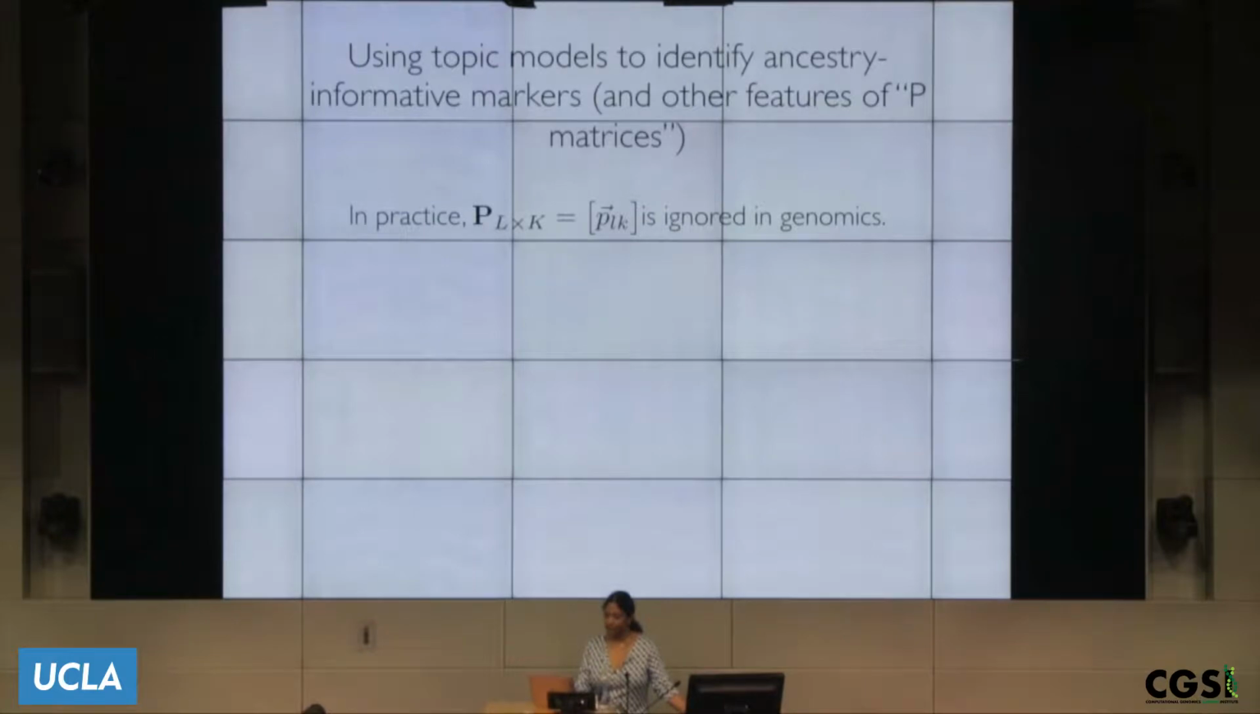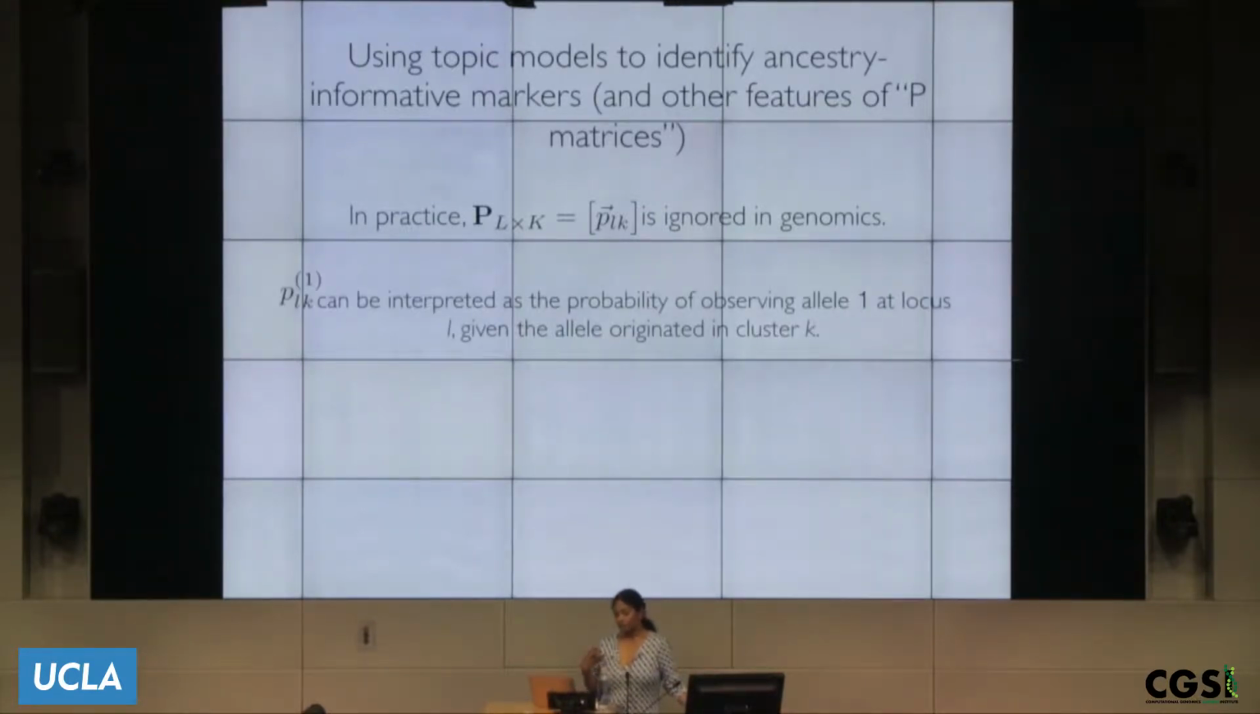If we think about these entries in the P matrix, we can think about p_lk^(1) in the superscript as the probability of observing allele 1 at locus l, given that the allele originated in cluster k. And this is given to us. This inferred allele frequency means we can directly ask the question, which loci have the most information for ancestry assignment? And for some reason, this is not something that people have been thinking a lot about in the last 10 years, although there are, of course, counterexamples.